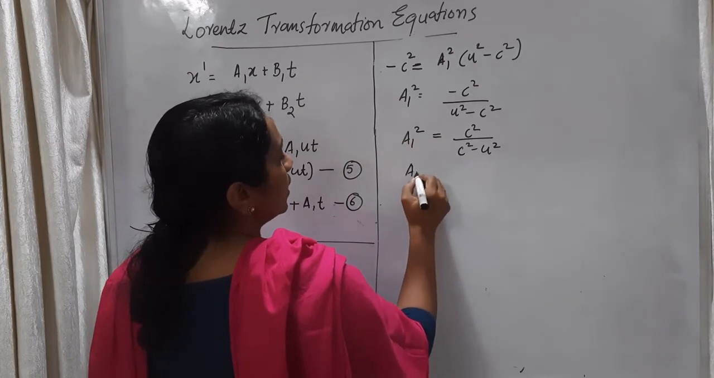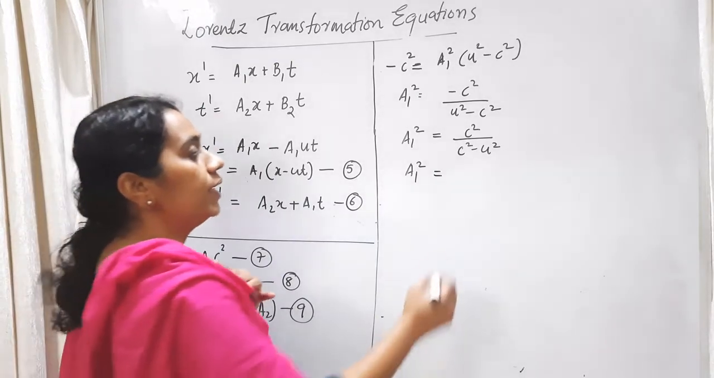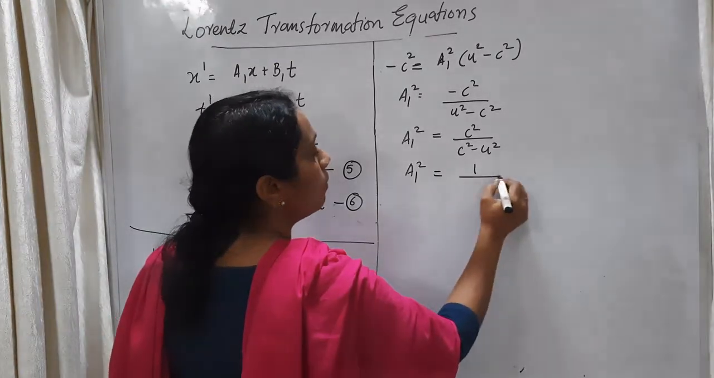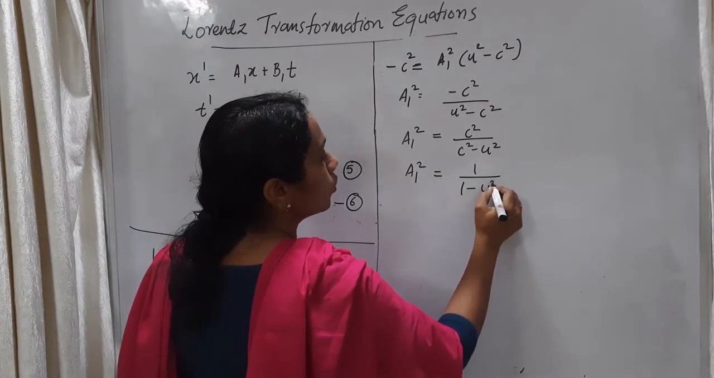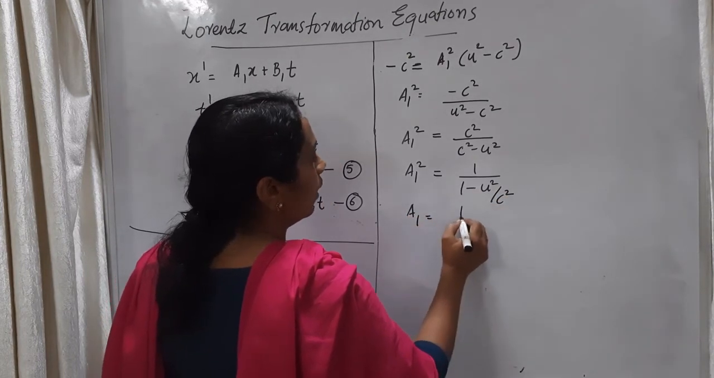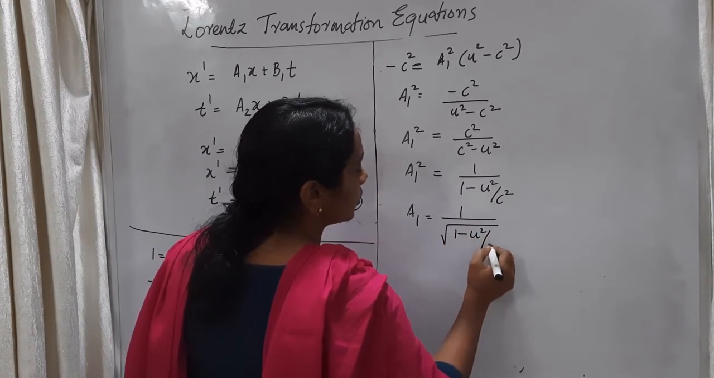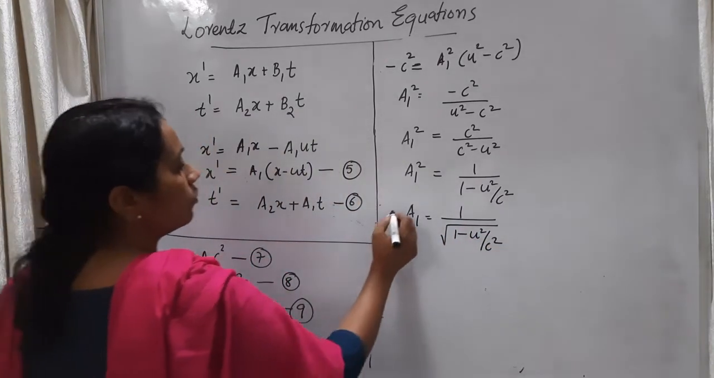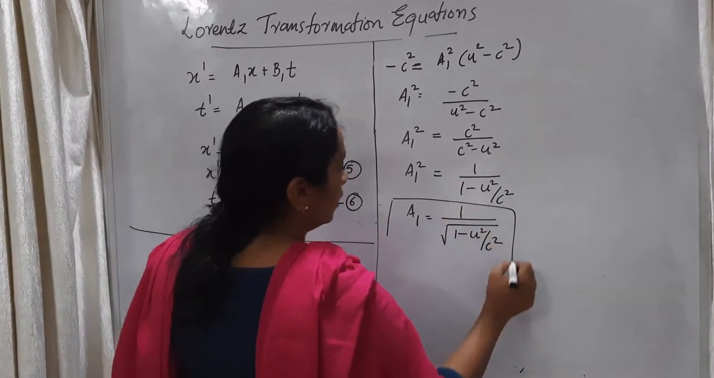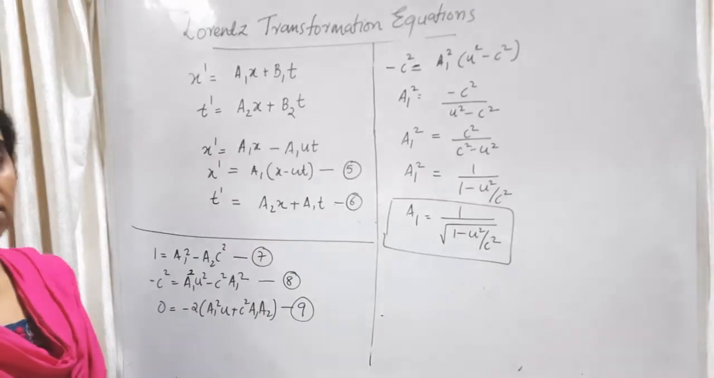Or I can write a1 square as, dividing by c square on the numerator and denominator, 1 by 1 minus u square by c square. So what is the value of a1? It is 1 by root of 1 minus u square by c square. Okay, so we have obtained the value of a1. Now let us obtain a2 so that the transformation equation is complete.